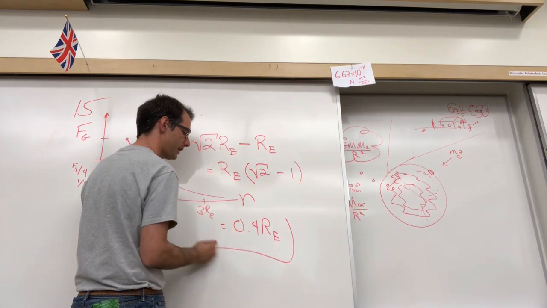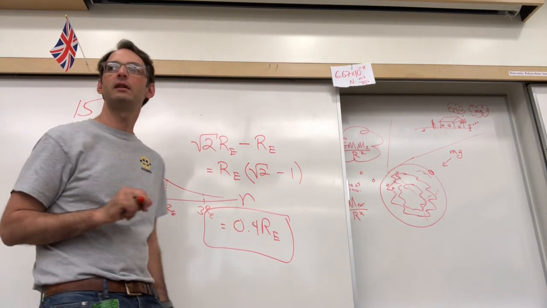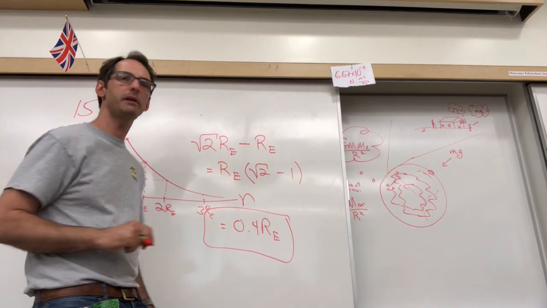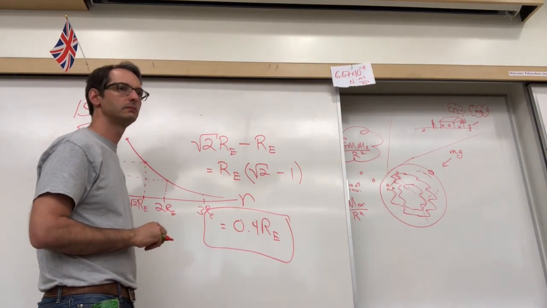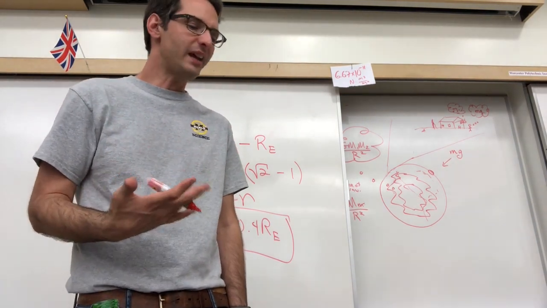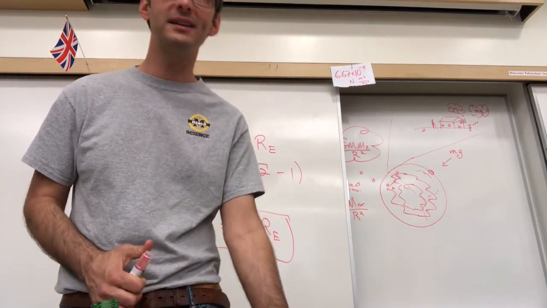So if you know the Earth's radius, roughly cut it in half. That's about how far above the Earth's surface you'll need to be. Okay? I know that's probably not the most satisfying problem, but it's pretty fancy. I think we would all agree.